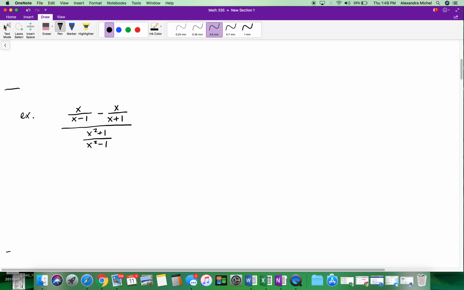So here we have 3 fractions within this one fraction. We have this x over x minus 1, x over x plus 1, and the x squared plus 1 over x squared minus 1. So now we want to find the LCD, and the denominators I see are x minus 1, x plus 1, and x squared minus 1. Well, what's x squared minus 1? This is really x minus 1 times x plus 1.